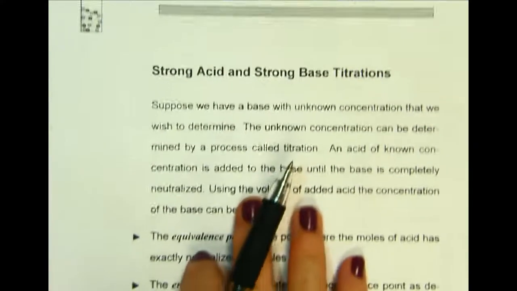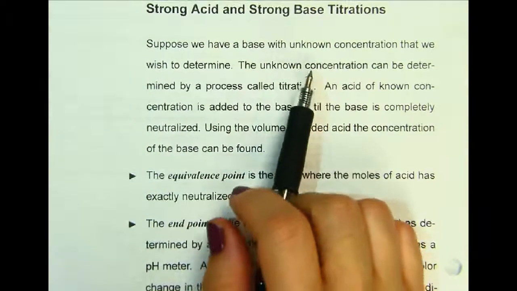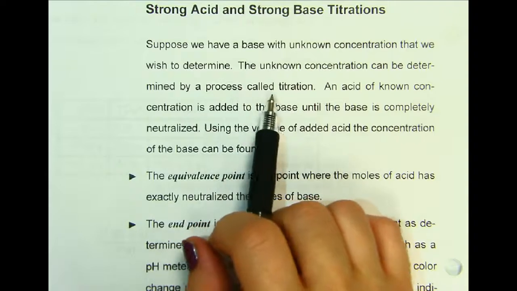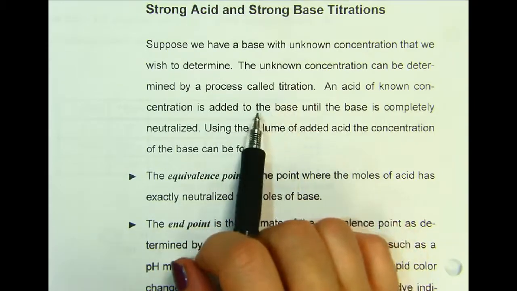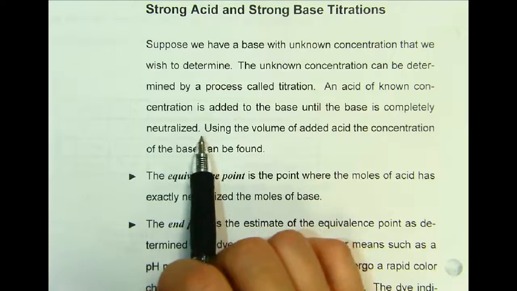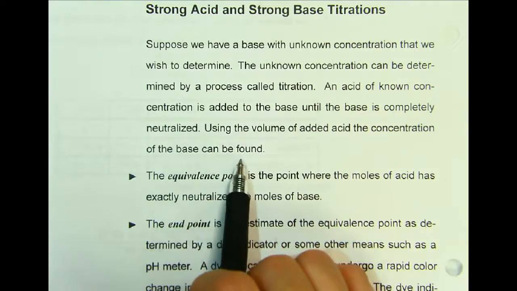So a strong acid, strong base titration, suppose we have a base with unknown concentration that we wish to determine. The unknown concentration can be determined by a process called titration. An acid of known concentration is added to the base until the base is completely neutralized. Using the volume of added acid, the concentration of the base can be found.